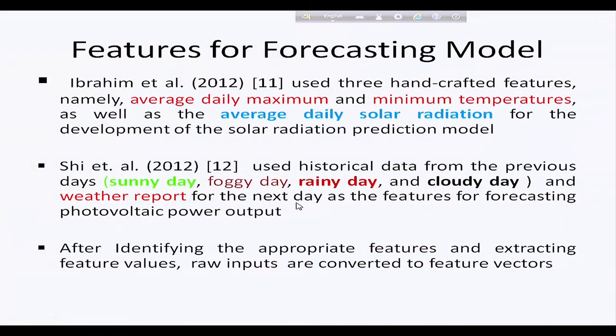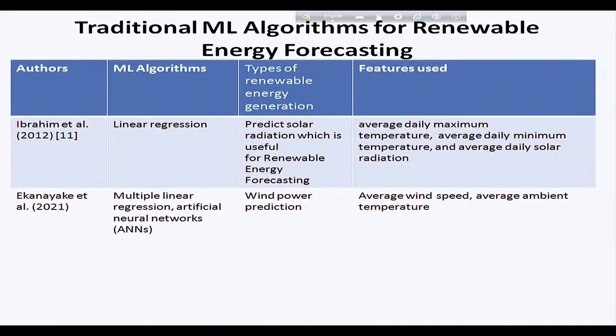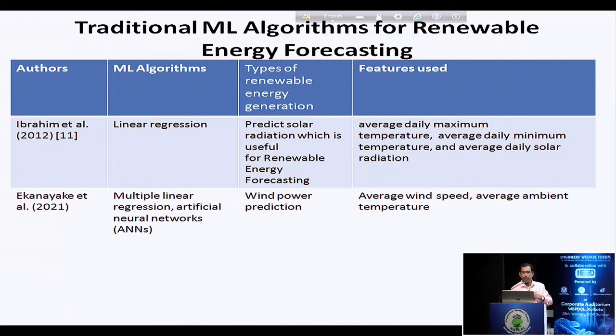Now after identifying the appropriate features and extracting the feature values, the raw input should be converted to feature vectors. A feature vector is nothing but a vector of the values of the features. So we have to collect the vector of the values of the features. Now, you can go through a summary of some of the work that I have identified and the features that have been used. I have already mentioned Ibrahim et al., and the features they used.